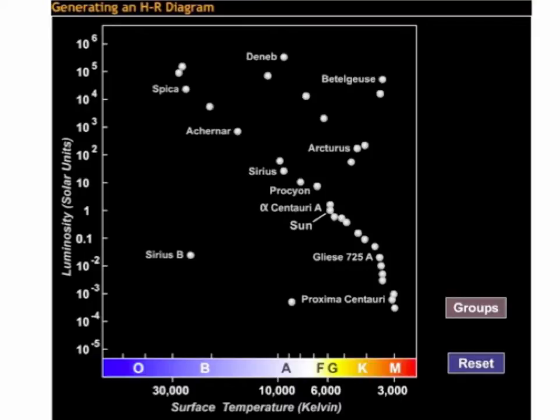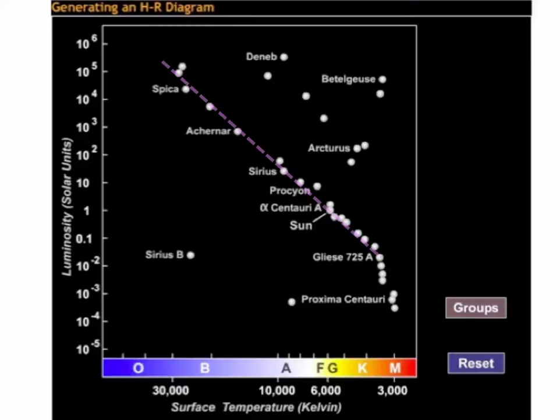And if we plot the stars on here, such as in this diagram of several stars in the sky, we see that there are a few patterns. First of all, you see the stars just don't appear everywhere. They appear in just a few places. Most stars occur on a line that goes from the upper left to the lower right of the diagram. So from bright, hot blue stars to faint red, cool stars. This is called the main sequence.